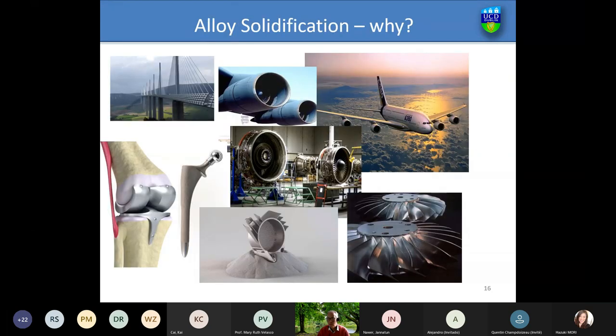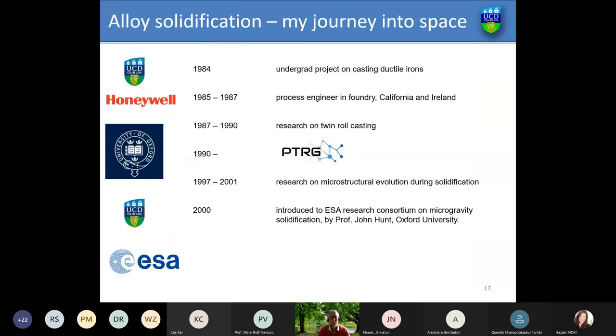So why would one be interested in alloy solidification? Well, it turns out most metallic components and systems have at some stage been through a solidification stage, be it for aerospace, structural, automotive, medical devices. There are so many examples in our world today of systems and materials which have been solidified from the liquid.